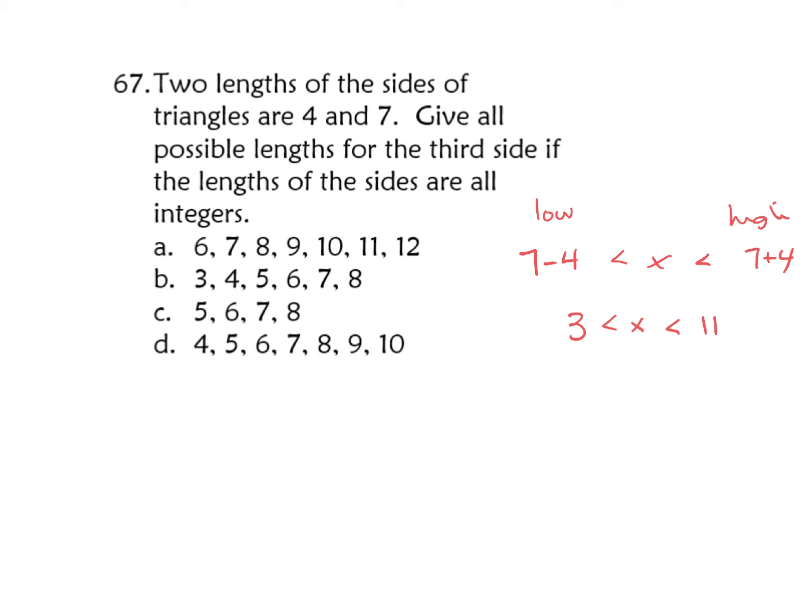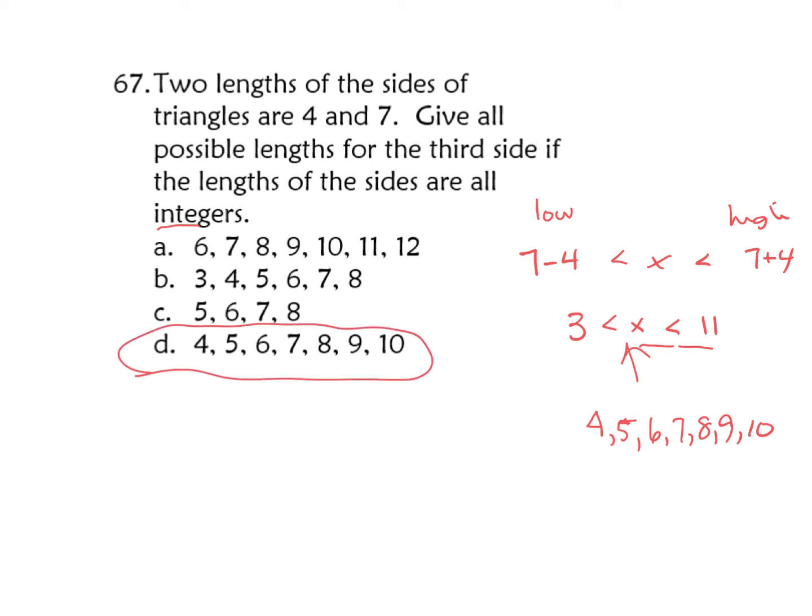Okay, now it says find the possible lengths for the third side if the lengths of the sides are all integers, meaning no decimals. So it can't be 3, and it can't be 3.1 because that's not an integer. So the next integer in this interval is going to be 4, and then it would go 5, 6, 7, 8, 9, 10. Cannot include 11 because x has to be less than 11. So our answer here is D.